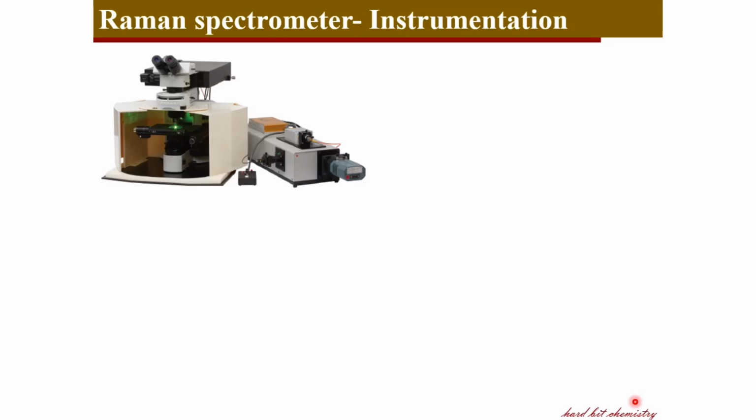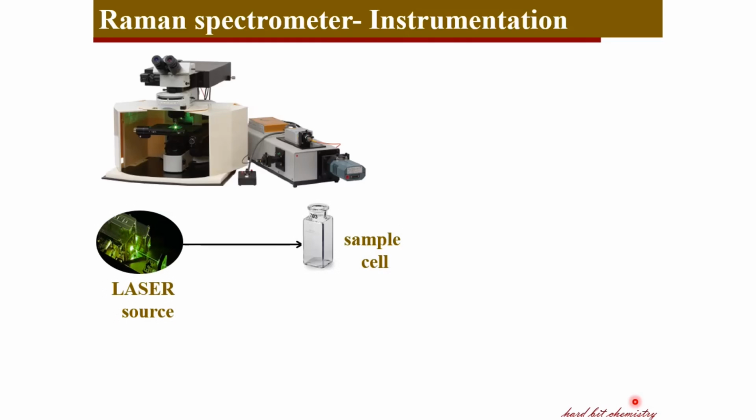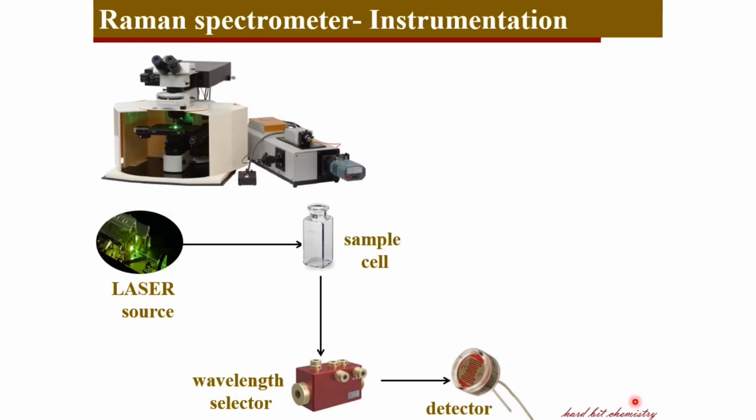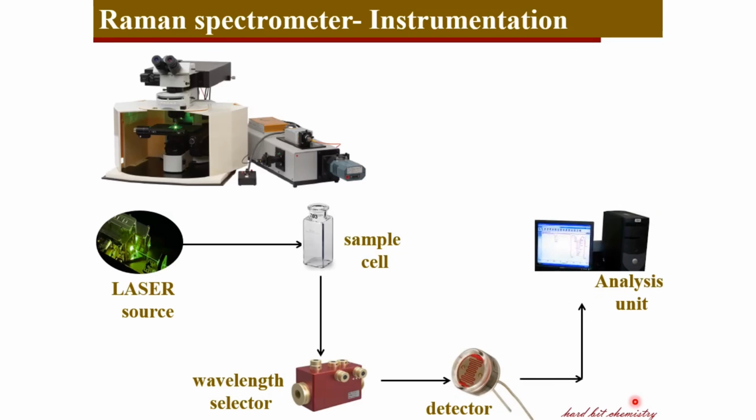And now let's see how a Raman spectrometer looks like. Here it is. It consists of a laser source, and then the laser passes through the sample cell, and from the sample cell the scattered radiations are directed to the wavelength selector and then to the detector. From the detector, the data are collected and analyzed by the computer system to get the spectrum. This is the simplest schematic of how a Raman spectrometer is working.